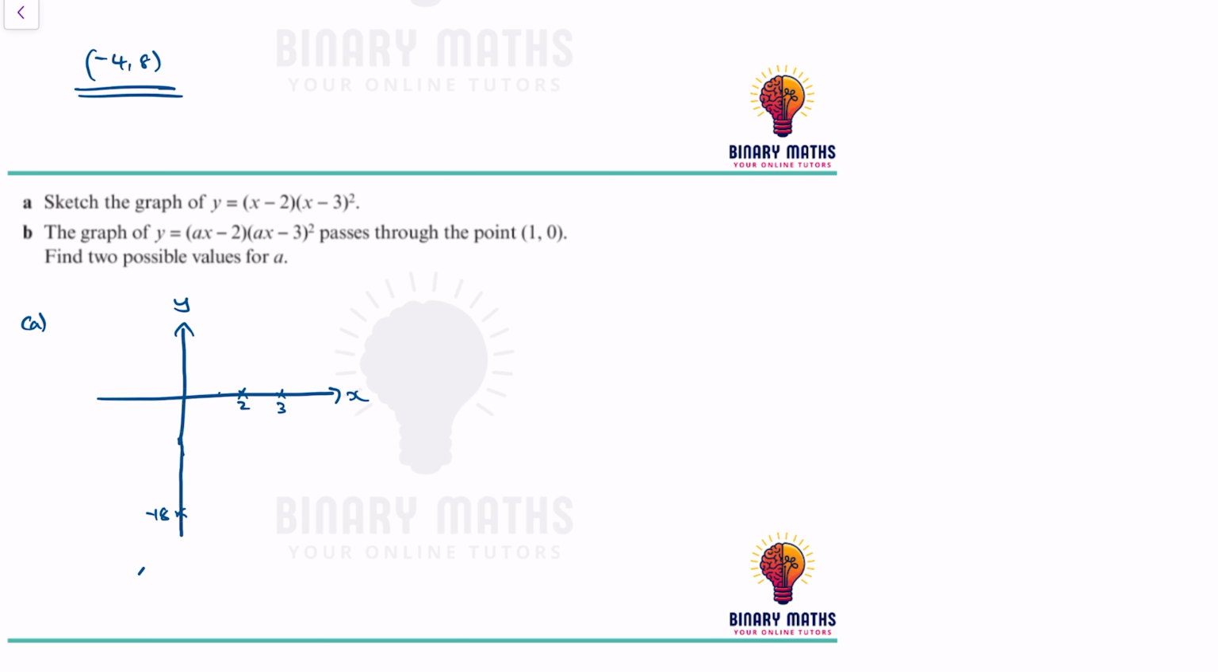So it's a single root at 2, so it's going to cross over at 2. It's a double root at 3, so it's going to bounce off 3. And it was a positive cubic graph, so it does start off from quadrant 3 and goes to 1. So this is y is equal to (x minus 2) times (x minus 3) squared.